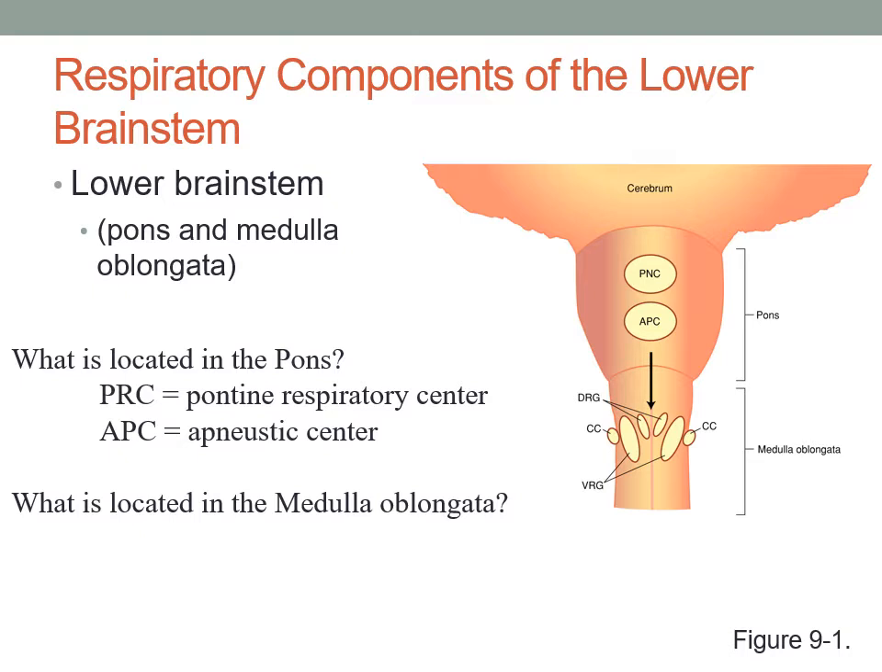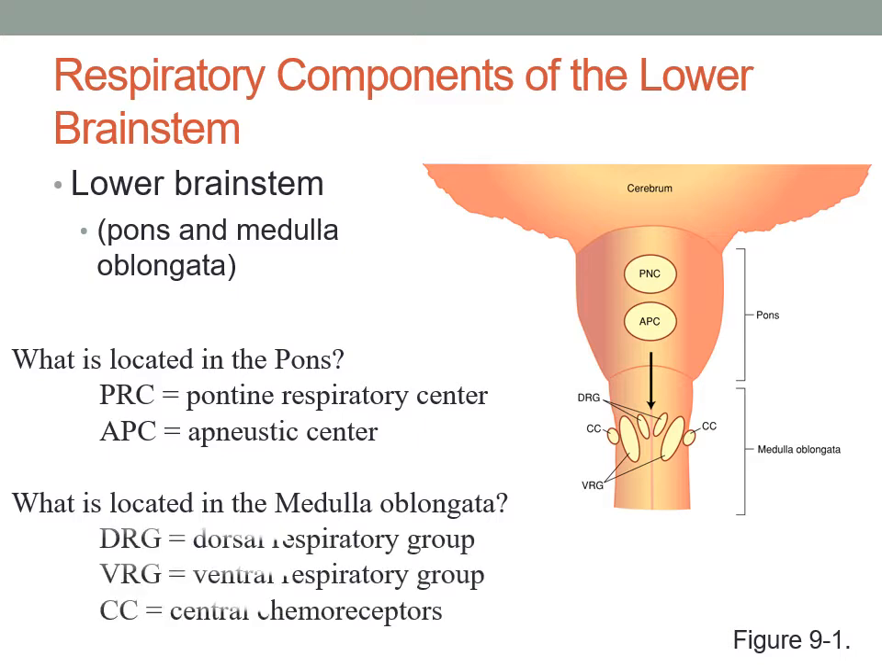What's located in the medulla oblongata, or the lower portion of the brainstem? These are the dorsal respiratory groups and the ventral respiratory groups, as well as the central chemoreceptors. Indicated here, you can see that the DRG are very close to the midline of the medulla oblongata, while the VRG are to the outside, more peripheral, and the chemoreceptors are on either side of the VRG.